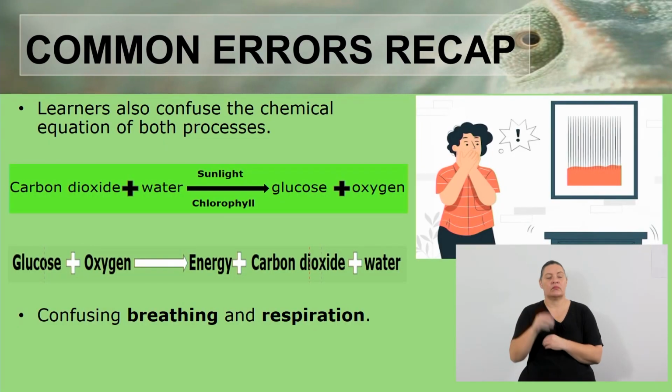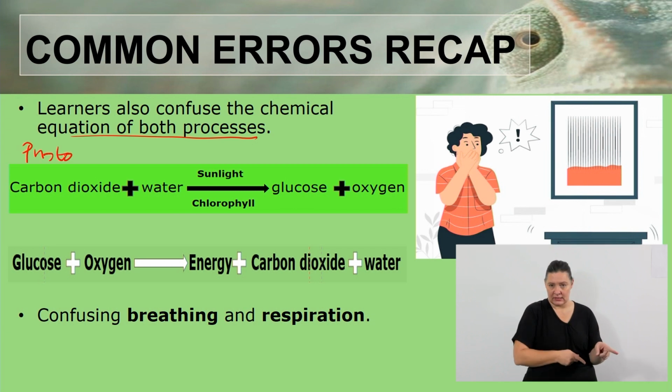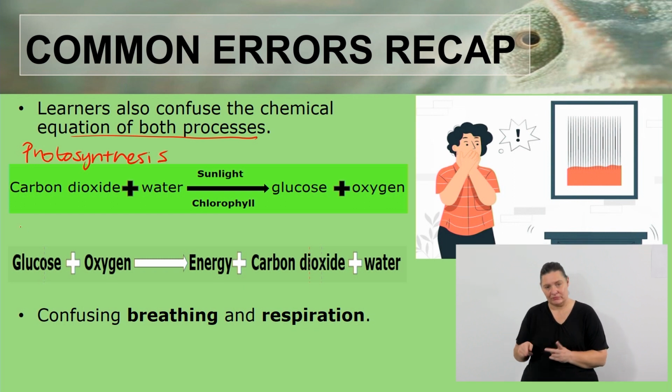In addition to that, learners also confuse the chemical equations for both processes. So now we are going to look at the equations for the last time. The first one is photosynthesis. So this is photosynthesis and this is respiration. So now we are going to look at the difference between the two.